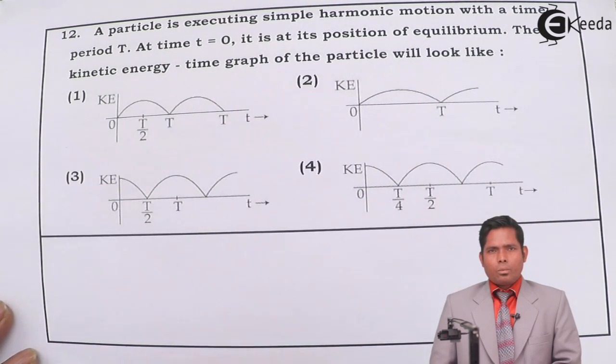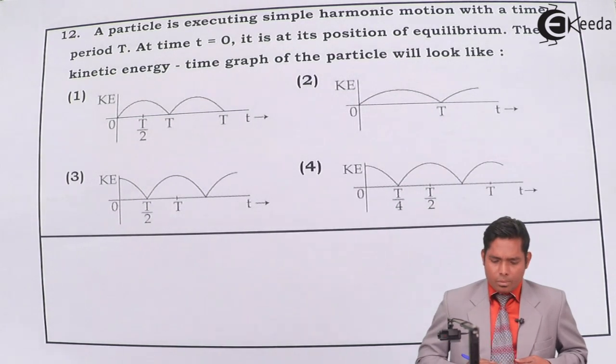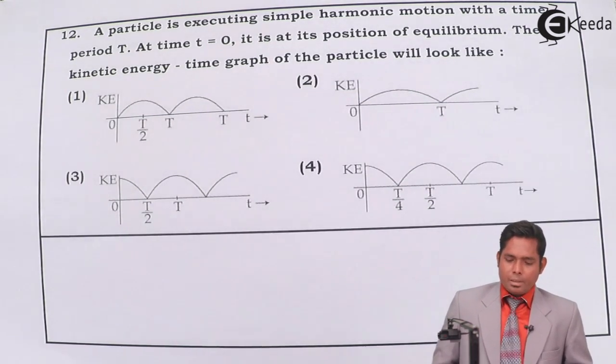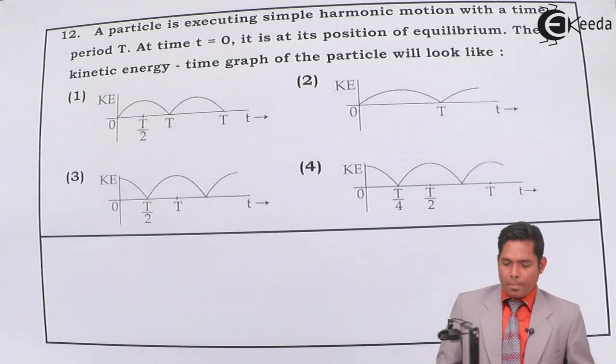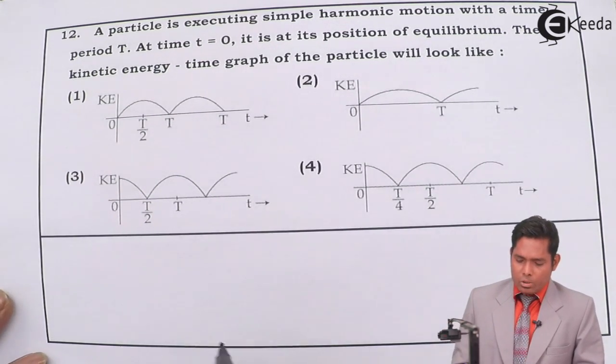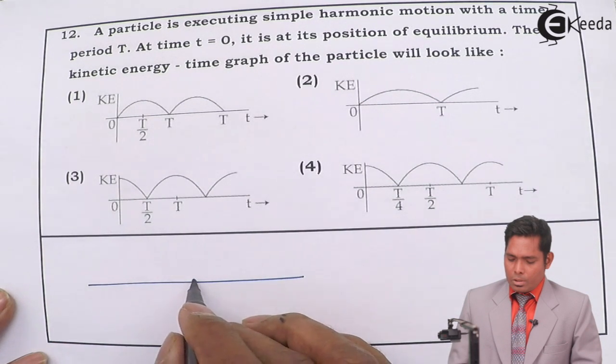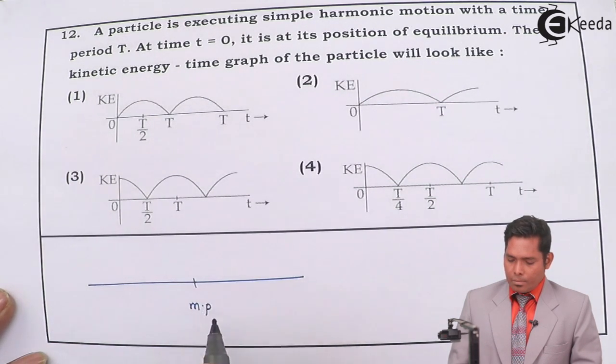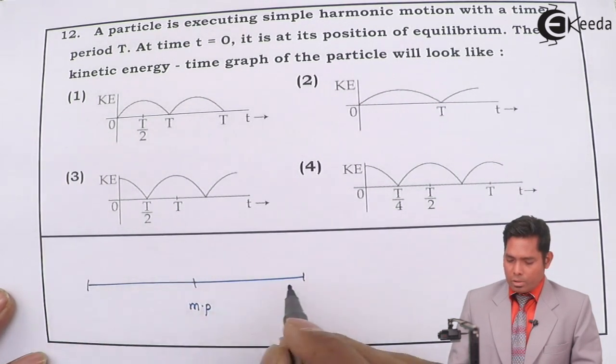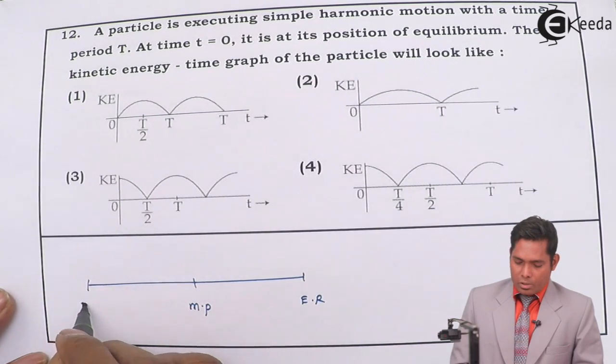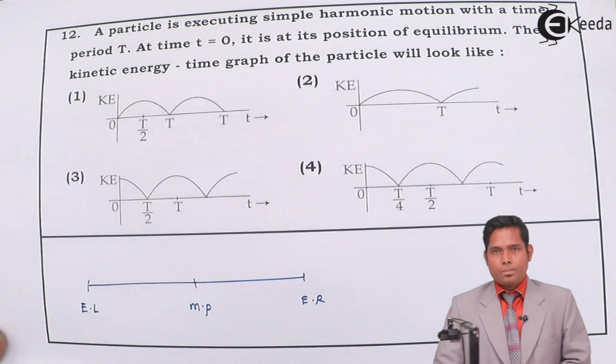Let us move to the next question. Question number 12. The question says a particle is executing simple harmonic motion with a time period T. At time t equals 0, it is at its position of equilibrium. So let us understand the situation first. Suppose this is the mean position. These are the two extreme positions. This is called the extreme right and this is called the extreme left position. Okay.